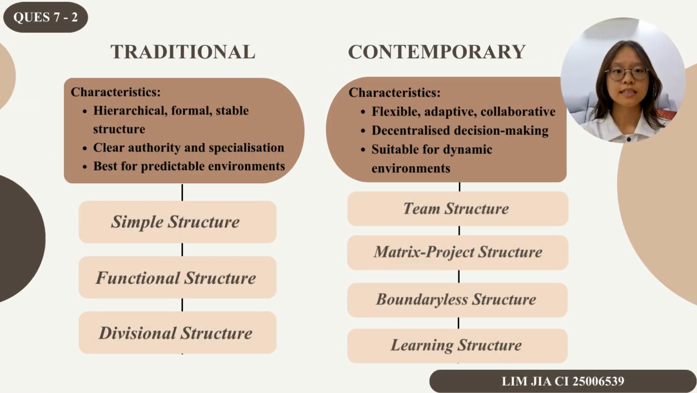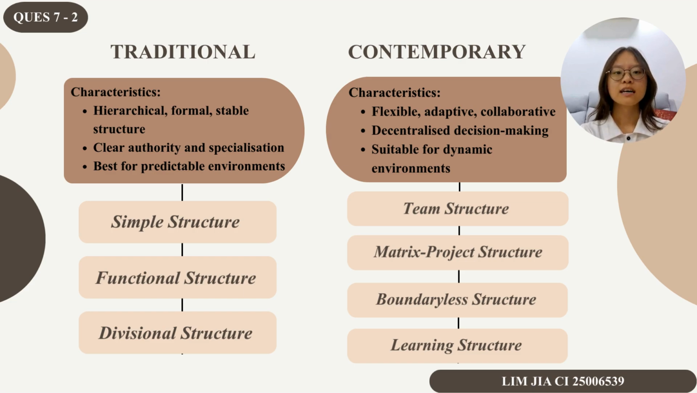Traditional organizational design refers to structures that are hierarchical, formal, and stable, with clear authority and specialized roles. Decision making is usually centralized at higher management levels, and this design is best suited for predictable environments. Examples of traditional organizational design include the simple structure, functional structure, and divisional structure.